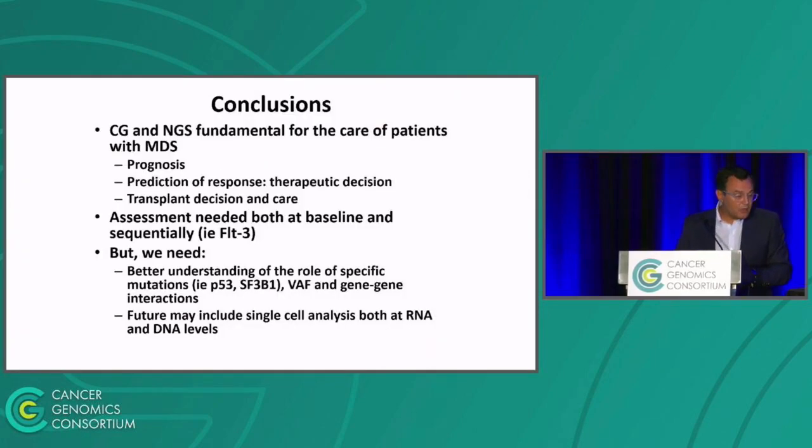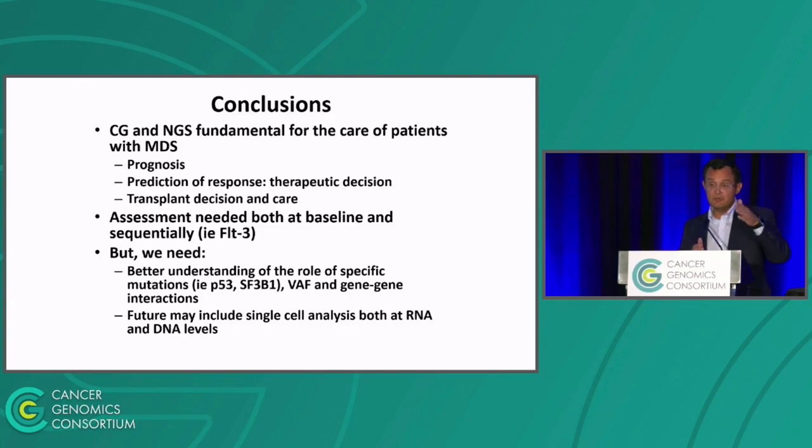And with that, we have plenty of time for discussion, Dr. Kanagal, but I would like to finish here. So I hope that I convinced you that conventional cytogenetics or karyotyping and NGS, if you have access to that and if you can afford that, are fundamental for the care of patients with myelodysplastic syndromes. This is very important to determine what the prognosis of your patient is, and to predict response to particular therapy.